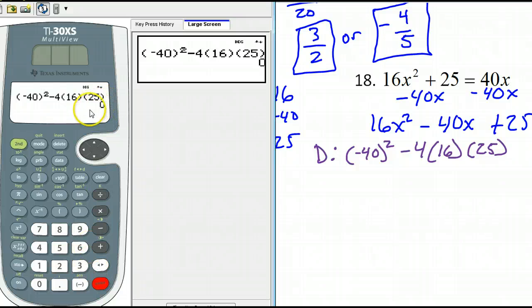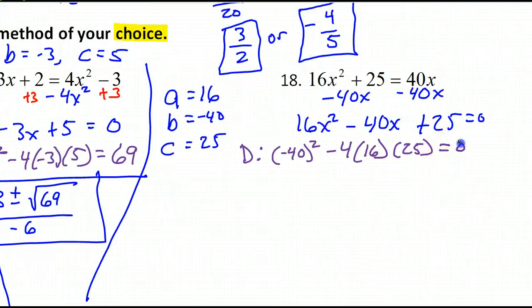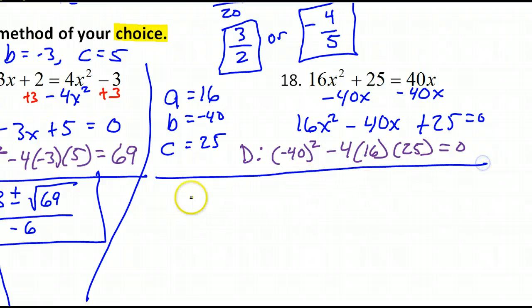0. Ha! 0. Check that out. So the discriminant is 0. That means we're only going to get one solution, one real solution. So let's go ahead and find our one real solution.